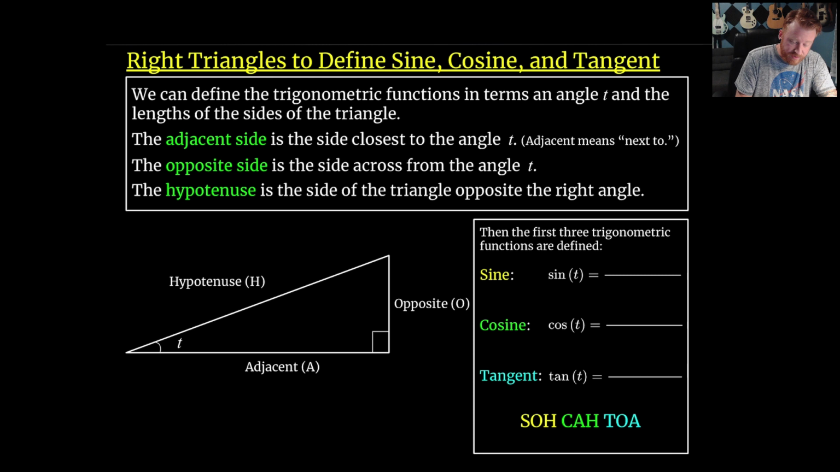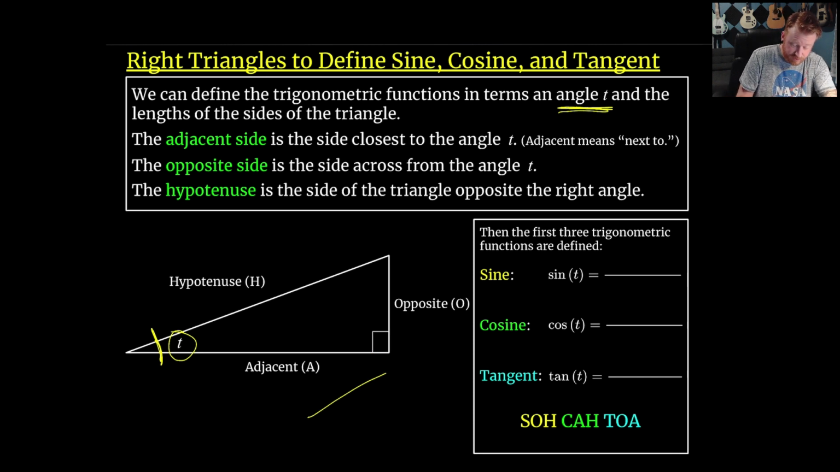So we can define the trig functions in terms of an angle t and the lengths of the sides of the triangle. So over here we've got angle t. It is this acute angle. Notice that the other 2 angles that are not the right angle will always be acute angles.